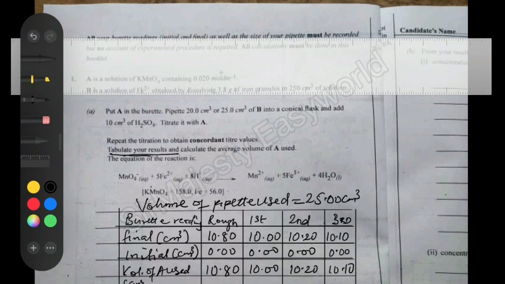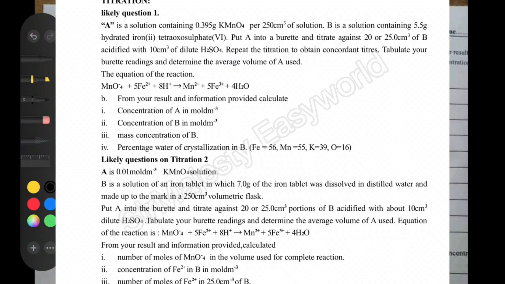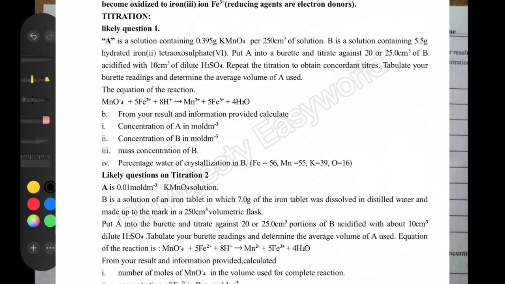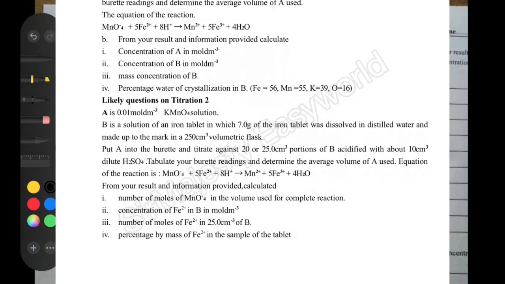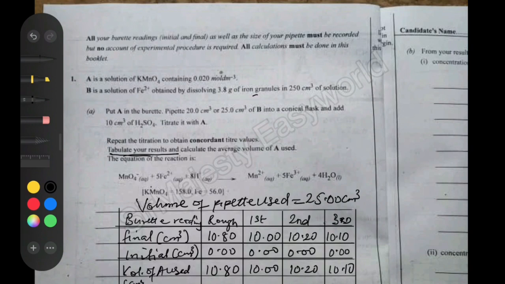Watch my review on this WAEC and this particular practical. I conducted the experiment very well, and for those that followed me, you can see my predicted question on the screen. My number 2 was exactly what came out, only that they changed what I said as tablet; over here they use granules, but in my likely question I said tablet.